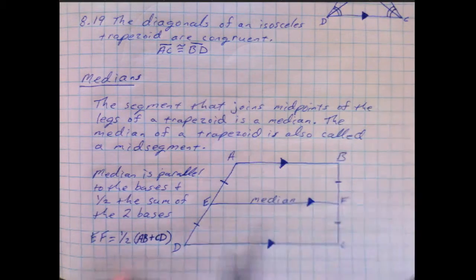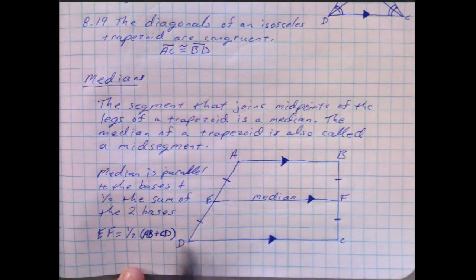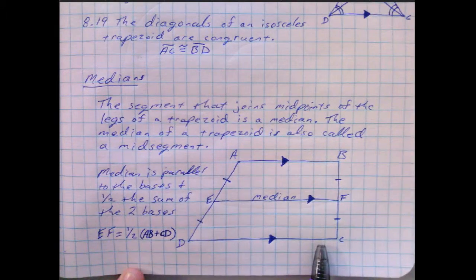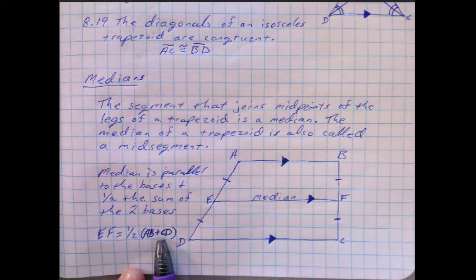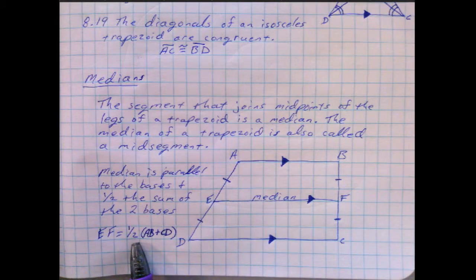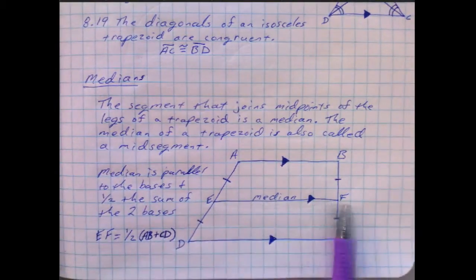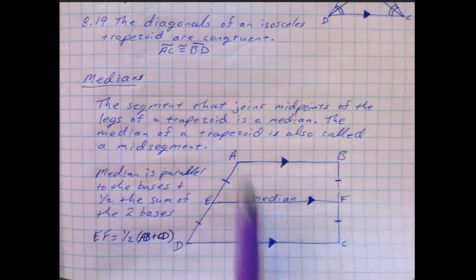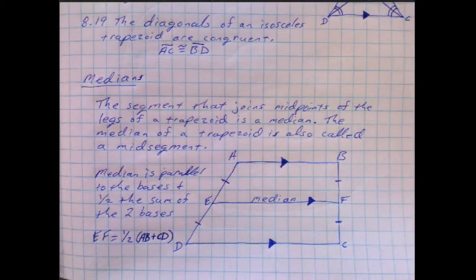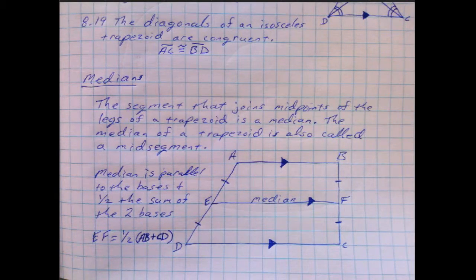So what that means, my two bases, I have AB and CD. If I add their lengths together and divide by 2, or multiply by 1/2, I will get EF. So I'm just adding these together and dividing by 2. Okay? Alright, so let's move on and do some examples then.